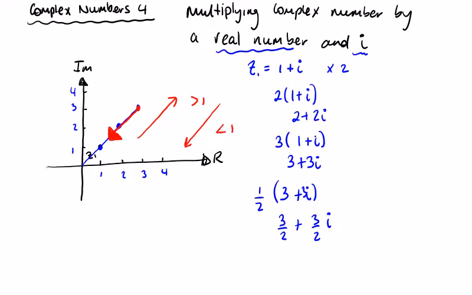Now let's have a look at what happens when you multiply a complex number by i. Something quite specific happens, so let's have a look at what it is. Here are my real and my imaginary axes. Let's take the complex number 2 plus i and multiply it by i. So i times 2 plus i is 2i minus i squared. And minus i squared is plus 1, so we get minus 1 plus 2i.